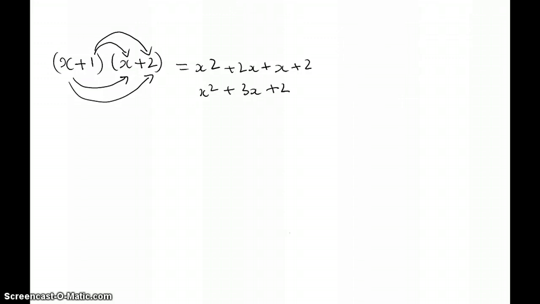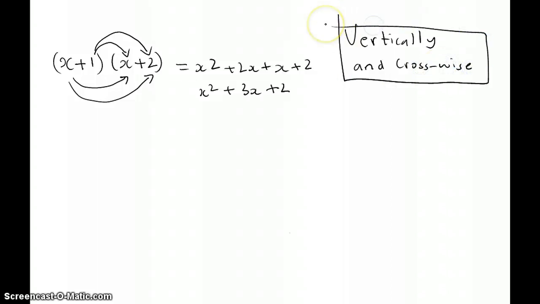Before, we looked at vertically and crosswise. We looked at this formula used by Vedic Maths. Well, we can use the same formula for algebraic multiplication. So let's look at this example one more time, and we'll write it how we write a normal multiplication problem, one on top of the other. So x plus 1 times x plus 2.